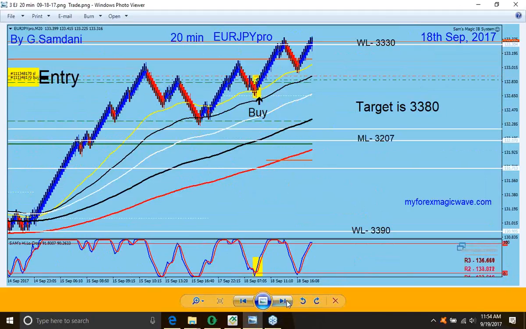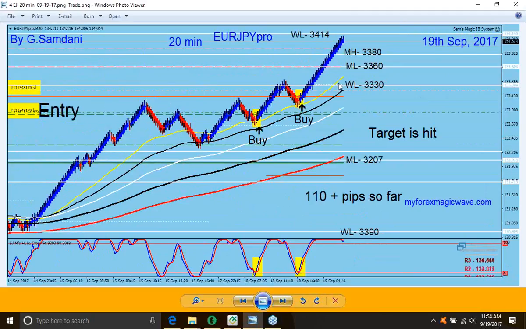And this is the interesting one. Target is 33.80 Euro Yen, and basically it went up and then it hit the target. I'll show you the chart in a minute. Okay, but watch this. This is the chart. This is the next chart that it went, 33.80. Instead of that, it went up all the way to 34.14 and hit that and then dropped. So I'm going to show you the chart where these numbers are, and why my target was 33.80.